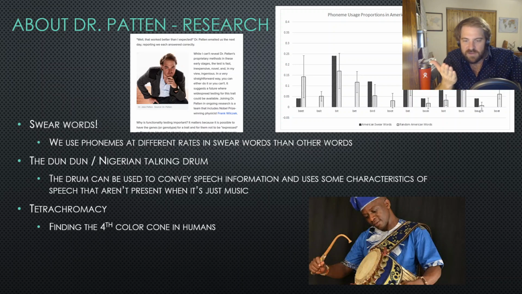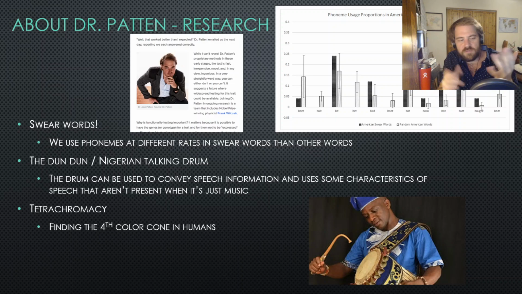I've also looked at the dundun. The dundun drum, or the Nigerian talking drum, is what more people have heard it called, but it's actually called the dundun. And that's what this guy down here is playing. This drum can change its pitch, and dundun drummers use it to convey speech. By changing the pitch of this drum, you can say things to other people. In fact, you can tell stories with the drum. So what I've looked at is how we map speech onto the drum.